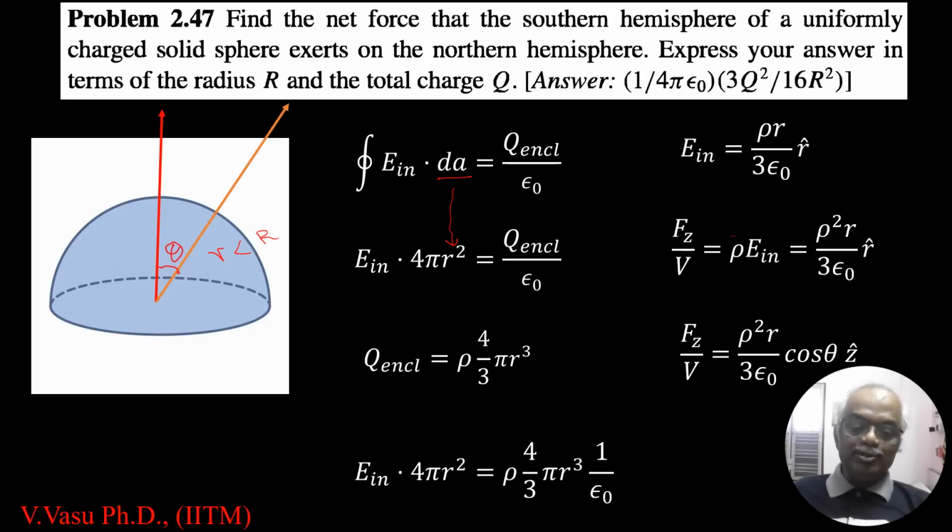Now cancel the common terms on both sides. You have 4 pi r squared on one side and 4 pi r cubed on the other, so this becomes simply r. The electric field inside the sphere is equal to rho r over 3 epsilon naught, along r hat. We are considering along this direction r hat, so the unit vector along this direction is r hat. This is r, and this is the z axis, and the unit vector along the z axis is naturally z hat.